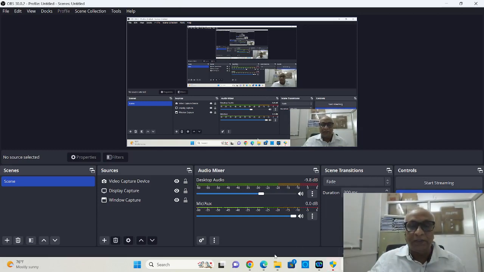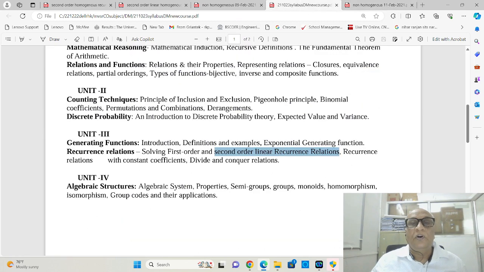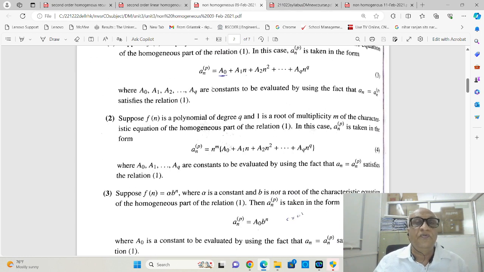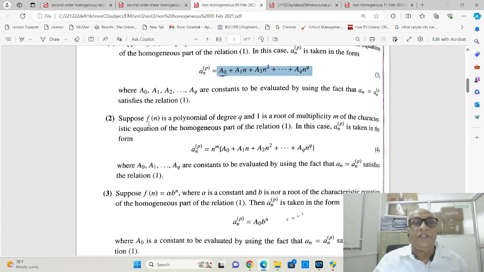Good morning. Let us continue our discussion of recurrence relations, second order. We were discussing non-homogeneous second order recurrence relations, and for non-homogeneous, these were the four cases. Fn is a polynomial of degree q, and 1 is not a root. This was one case. The second case is 1 is a root. This was the solution for that.